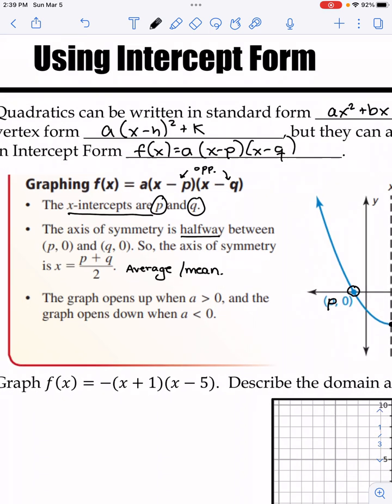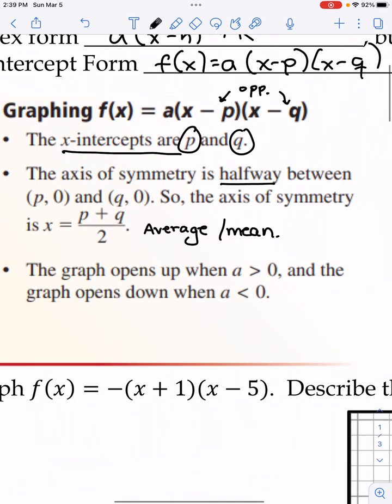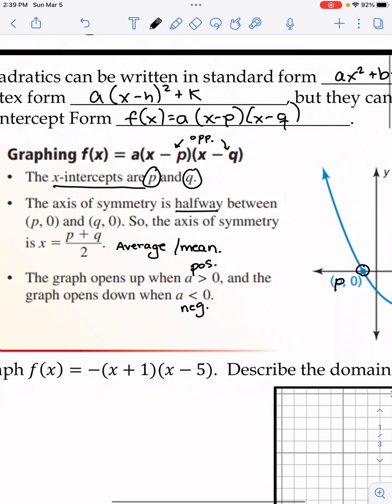And then also, noticing our a value, nothing different. The graph opens up when the a value is greater than 0, it's positive. It opens down when a is less than 0, negative. Okay, so with this, there is some work to find our vertex. Not as much work as standard form, but a little bit more work than vertex form.